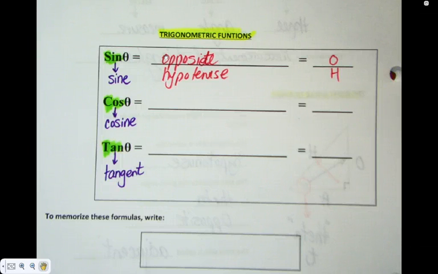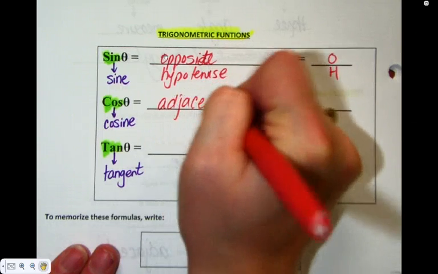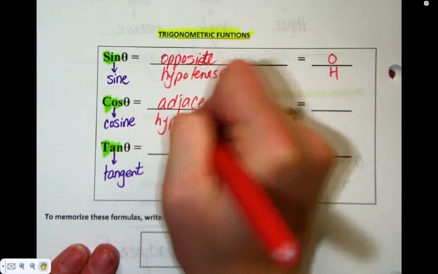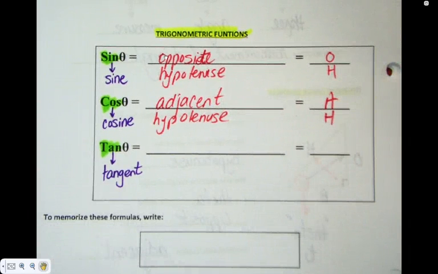Cos is a second trig ratio, which is the adjacent side divided by the hypotenuse, or A divided by H.